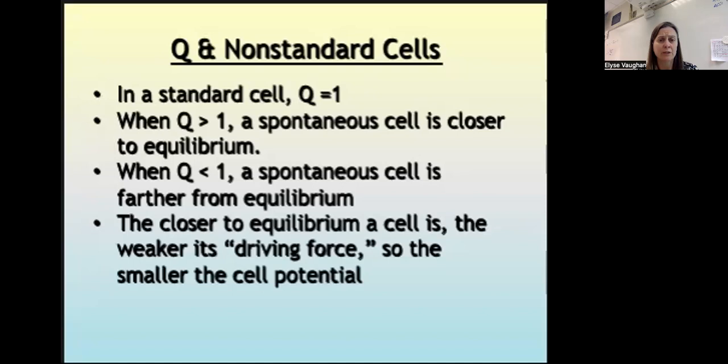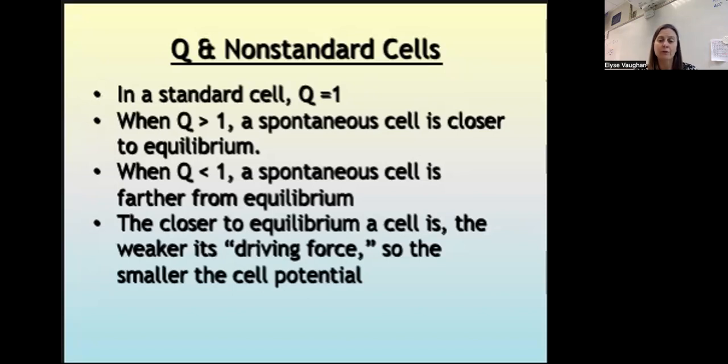So in a standard cell, the concentrations are always going to be 1 molar. So that means the Q, remember that's the algebraic expression, the reaction quotient, is 1, because the concentration of the products over the concentration of the reactants is always going to be 1. Because we're talking about spontaneous cells, that means that K is a large number greater than 1. So when we get a Q that's bigger than 1, that means our cell is closer to equilibrium. And when we have Q less than 1, our spontaneous cell is farther from equilibrium.